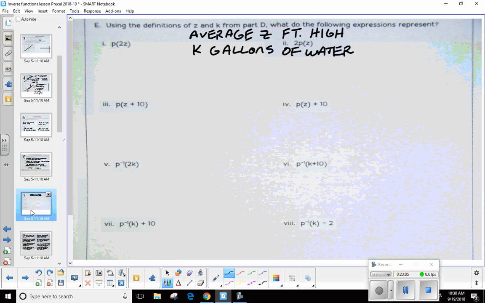Okay. So let's say, forget about the fact that we're talking about trees and water for just a second. Look at P of 2Z. As far as a transformation goes, what type of transformation is that? And let's break it down. Is it vertical or horizontal? It's horizontal because it's affecting the input. If you affect anything outside the function, then that's vertical, right? What kind of transformation is that? It's multiplication.